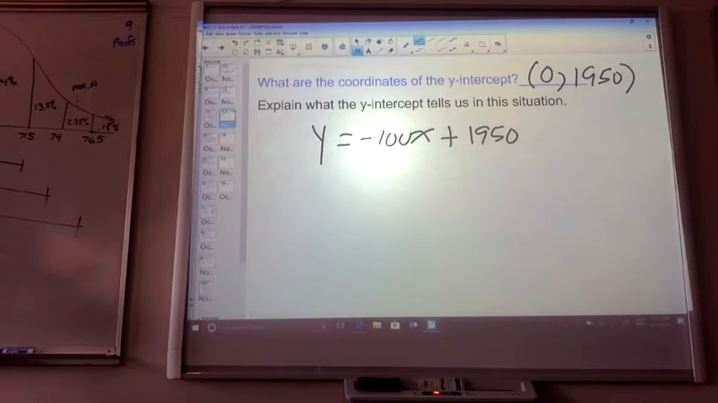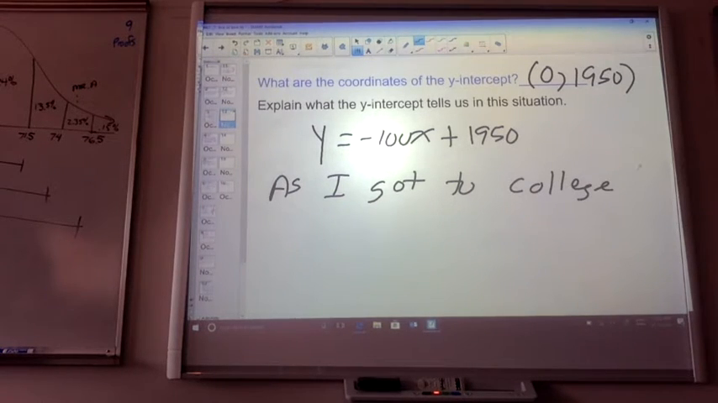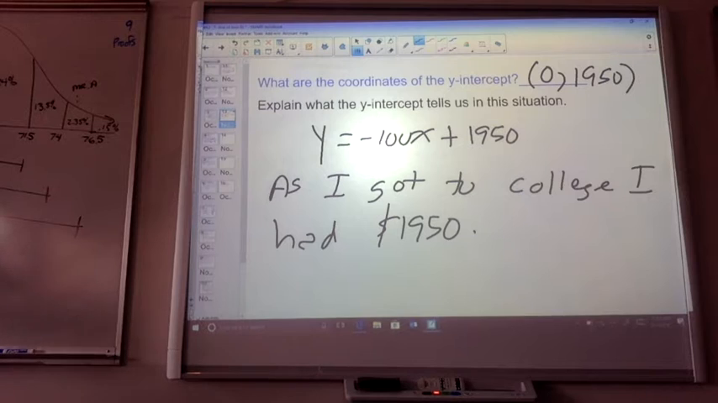Didn't it? At 2 weeks, I had 1750. 2 weeks into my semester, I had 1750. So what does (0, 1950) mean? Yeah, that's when I started. So as I got to college, I had $1,950 for spending money. Okay?